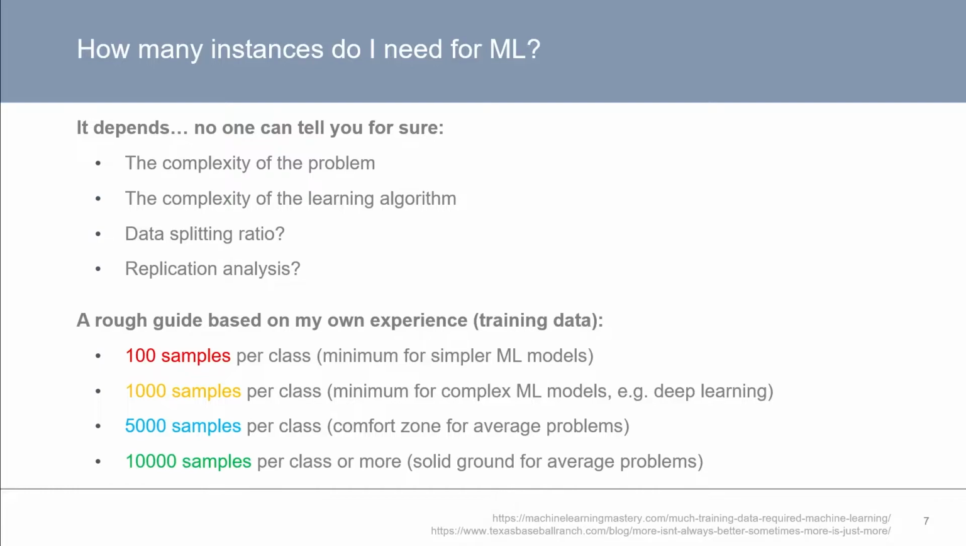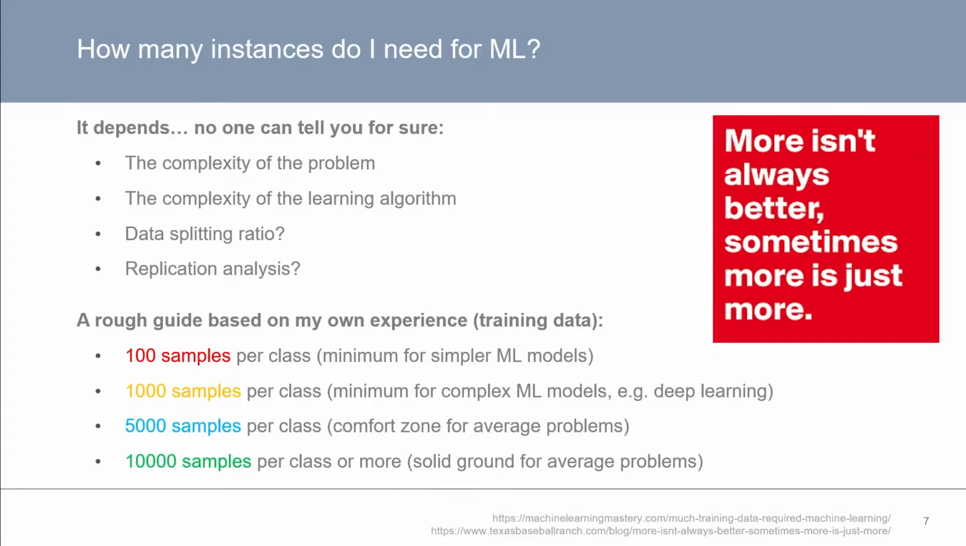Simpler, cleaner problems require fewer instances for effective training, and more complex and noisy problems will likely require more. However, keep in mind that when it comes to sample size, sometimes more isn't always better. Sometimes more is just more. After all, the addition of poor quality or inconsistent data is unlikely to improve machine learning performance.